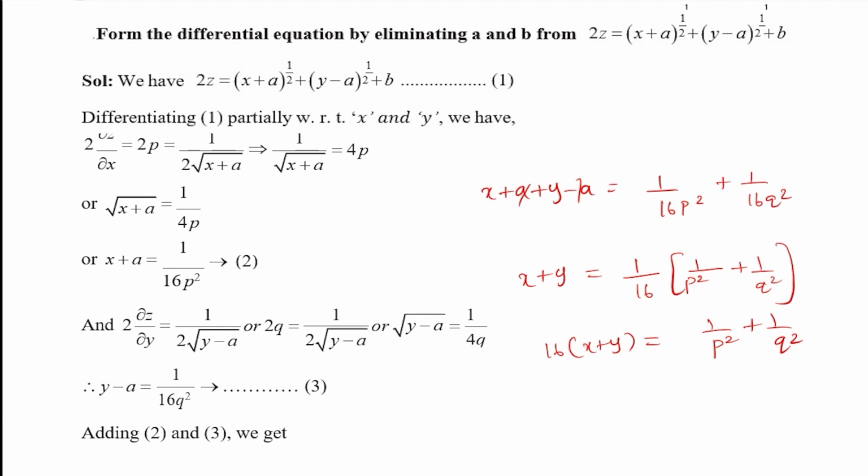And then you have to cross multiply the right hand side. 16 into (x plus y), which is equal to (q square plus p square) by p square q square. So 16 into (x plus y) into p square q square, which is equal to p square plus q square, which is the required partial differential equation.